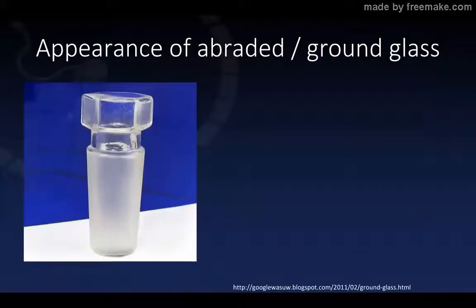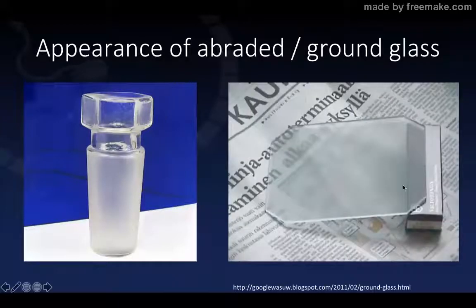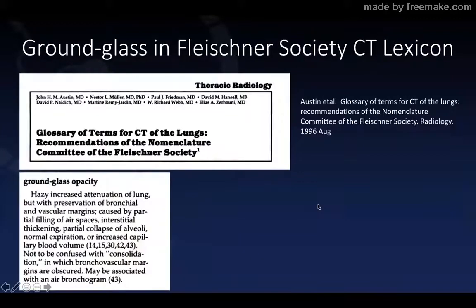And just a brief aside about ground glass, one can see that these are examples of ground glass, and the term was introduced into the Fleischner Society CT lexicon in 1996 as hazy increased attenuation of lung, with preservation of bronchial and vascular margins, caused by partial filling of air spaces, interstitial thickening, partial collapse of alveoli, normal expiration, or increased capillary blood volume. This is not to be confused with consolidation, in which bronchovascular margins are obscured, and ground glass can also be associated with bronchograms.